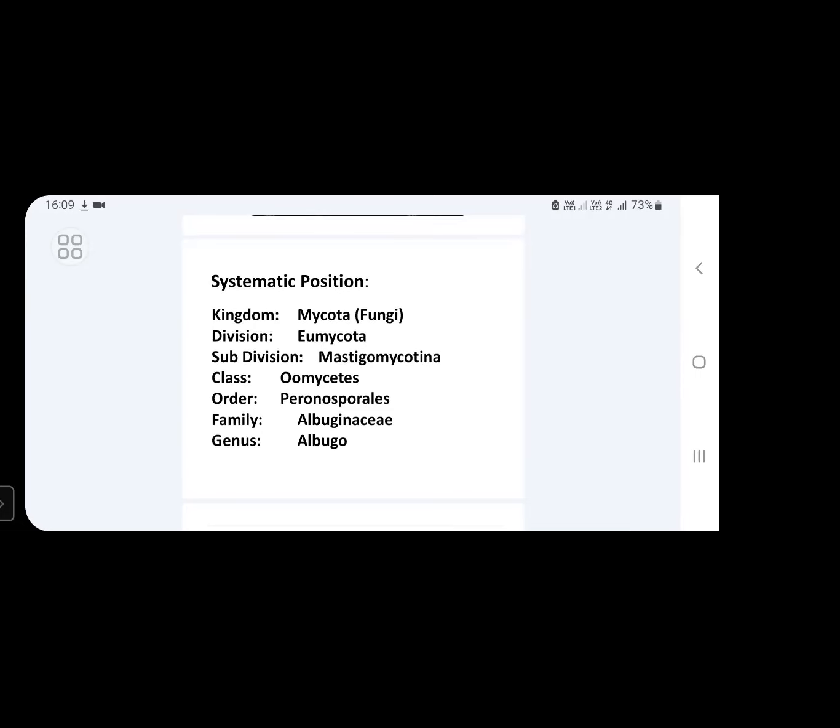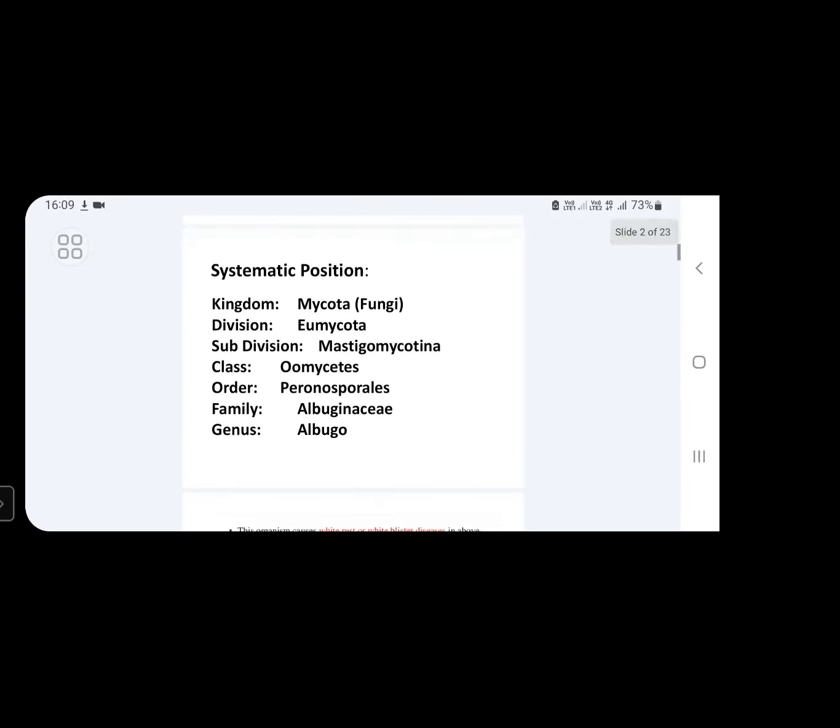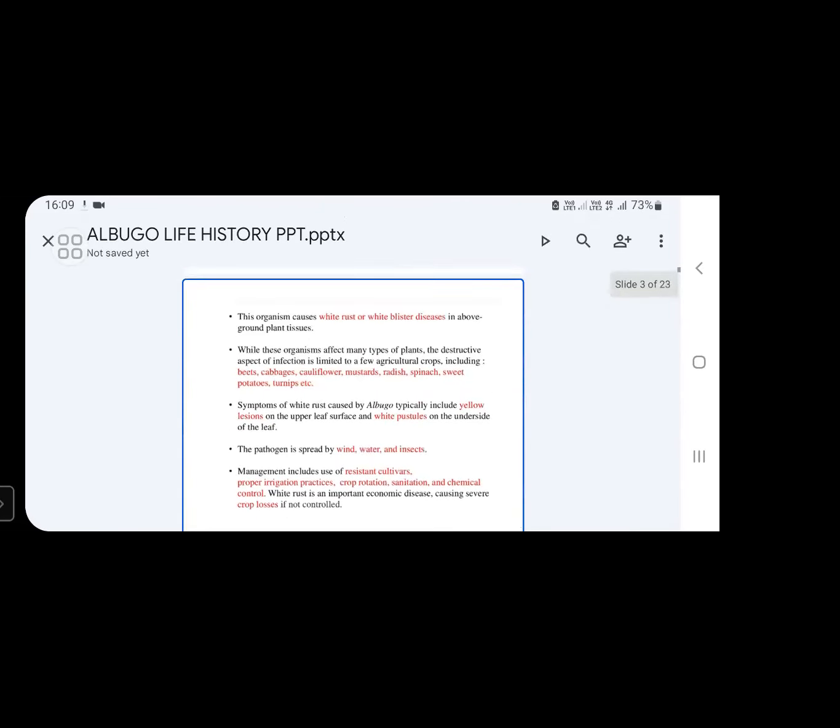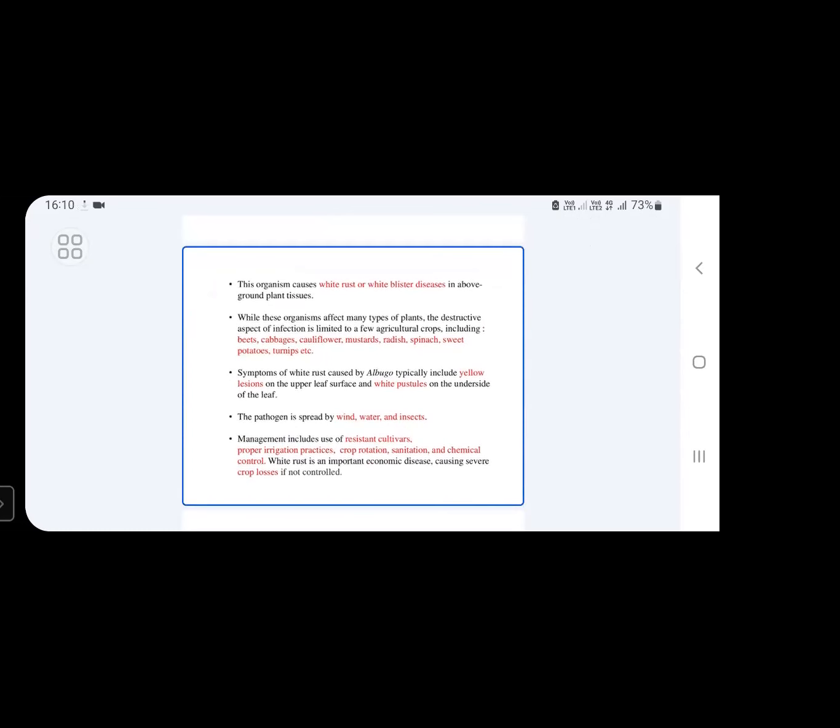In this genus, almost 25 species are present. All these species are obligate parasites. Obligate parasites means they need one host. Inside the host only, they can complete their life cycle. That kind of parasite is called an obligate parasite. Mostly they infect flowering plants, especially Brassicaceae members, Capparidaceae, Amaranthaceae, Nyctaginaceae, Compositae, Convolvulaceae, and Portulacaceae. In these families, plants are mostly affected by the fungus Albugo.